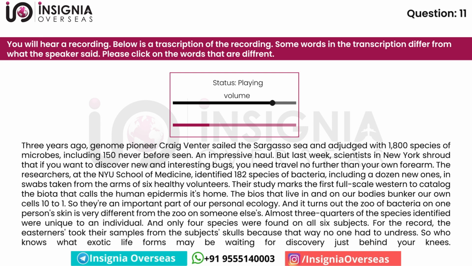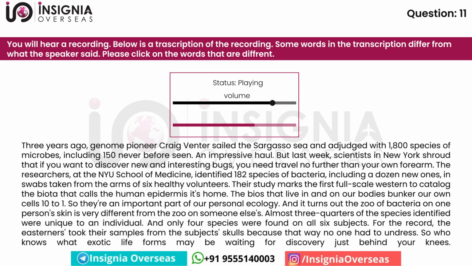The researchers, at the NYU School of Medicine, identified 182 species of bacteria, including a dozen new ones, in swabs taken from the arms of six healthy volunteers. Their study marks the first full-scale expedition to catalog the biota that calls the human epidermis its home. The microbes that live in and on our bodies outnumber our own cells 10-to-1. So they're an important part of our personal ecology.